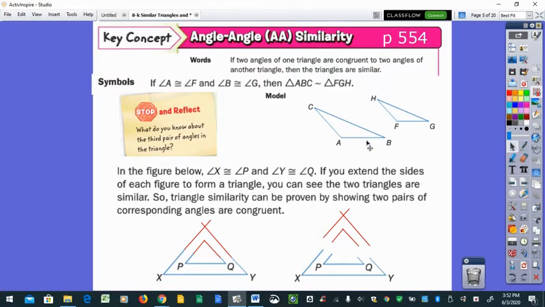The third angles would have to have the same measure because they add up to 180 degrees, which we learned a long time ago and reviewed. We learned it in 7th grade. We reviewed it a couple months ago. So knowing that two angle pairs match up, the third angles have to match up. And once you have that situation, the two triangles have to be similar. If you know that this angle P and that angle X are the same measure, and the same thing with Q and V, there's really only one triangle you can get here if you extend those sides, and the same thing here.